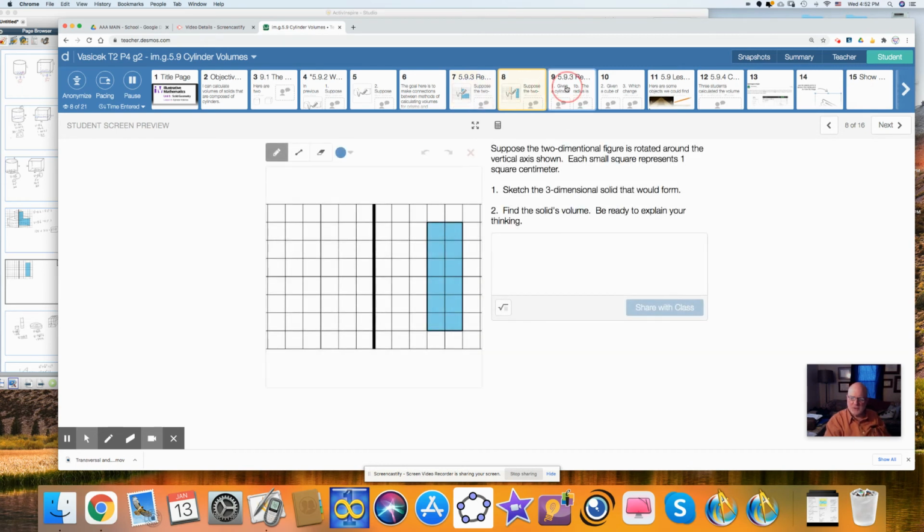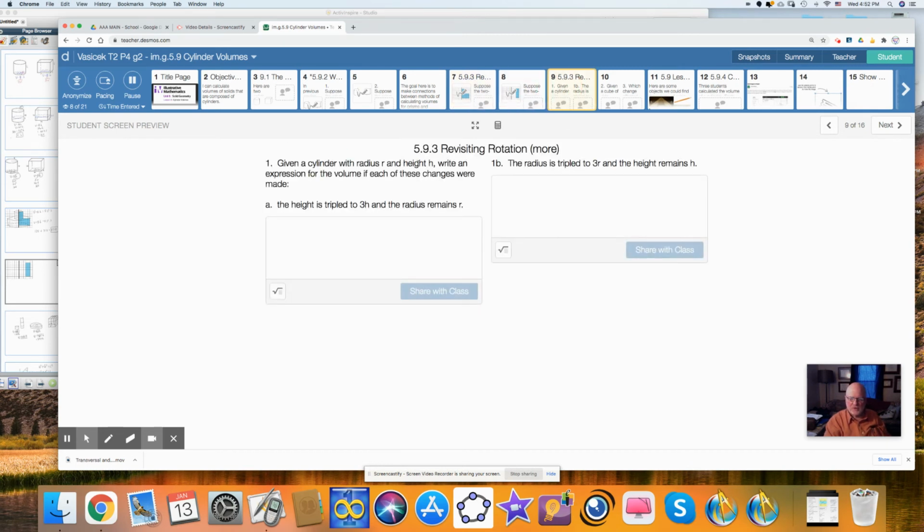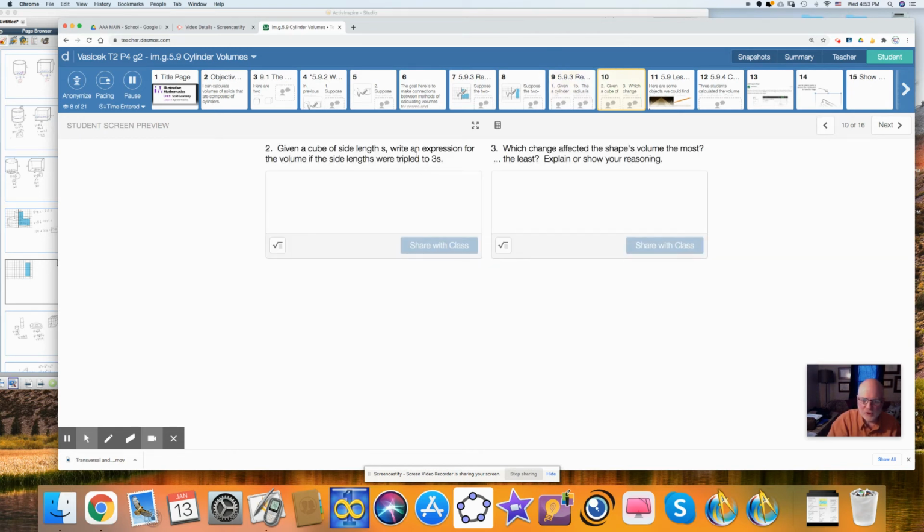That brings us to this page, revisiting rotation. Given a cylinder with radius r and height h, write an expression for the volume if these changes were made. If the height were tripled to be 3h and the radius remains the same, if the radius was tripled and the height remains the same, and then given the cube of side s, what happens if we triple the sides of it? Which of these changes is the most?